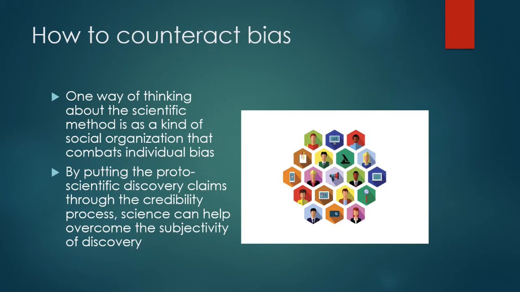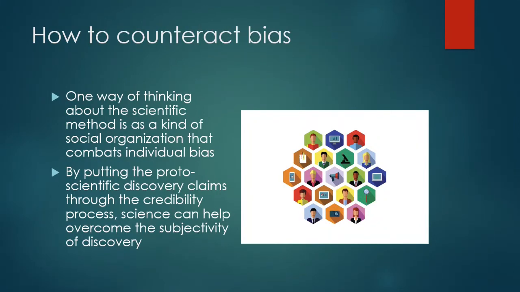riddled with cognitive biases. So what we do is take proto-scientific discovery claims and put them through the credibility process in order to test whether this is the result of the biases of individuals, of motivated reasoning, confirmation bias, belief bias, that kind of thing. And it can help overcome what we might call the subjectivity of discovery. So that's the whole point of the credibility process. And that's why I think it's a deep mistake to think of science as something done by individuals rather than communities.